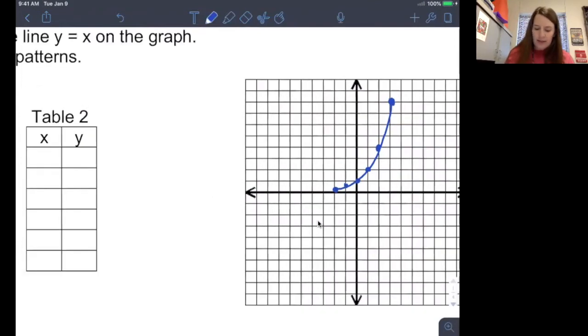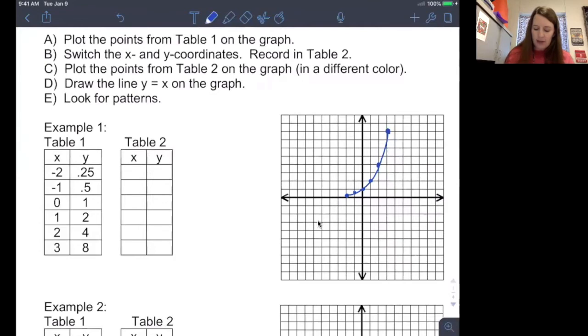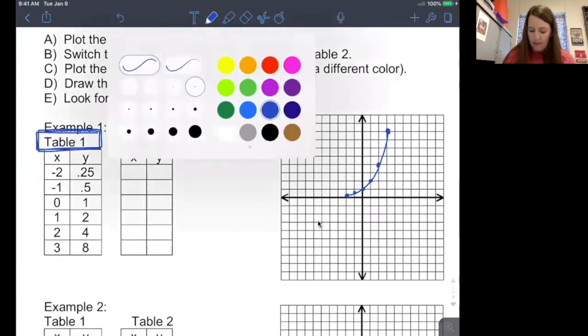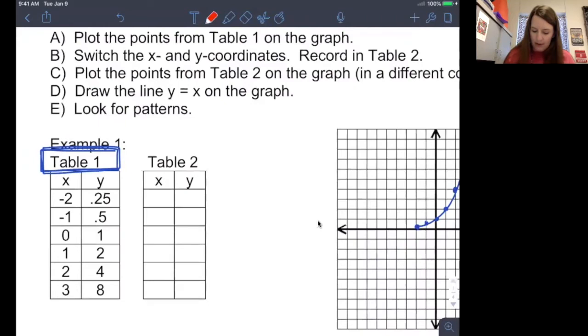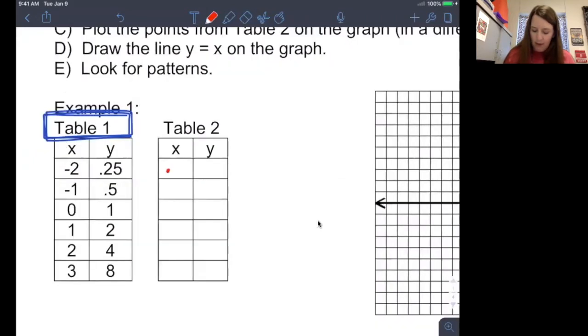Okay, then step B says we're going to switch the X and Y coordinates and write that in table 2. So I'm going to just put a box around table 1 to know that those are the points we graphed in blue. Then let's switch to red. It says we're going to switch the X and Y coordinates. So this is going to be 0.25 for X and -2 for Y. So I'm going to go ahead and switch all of them.